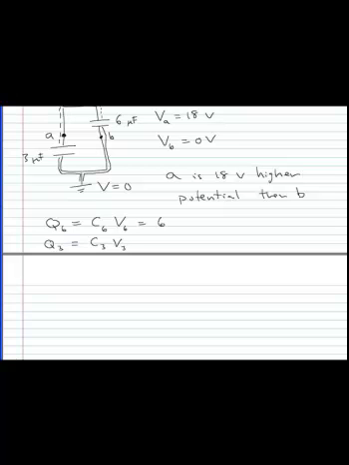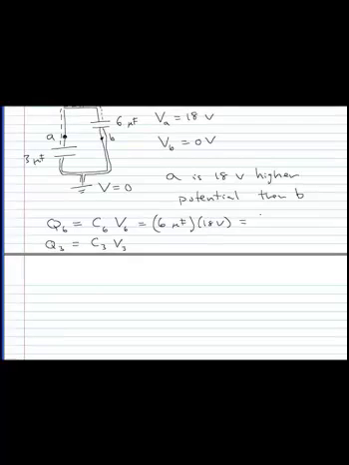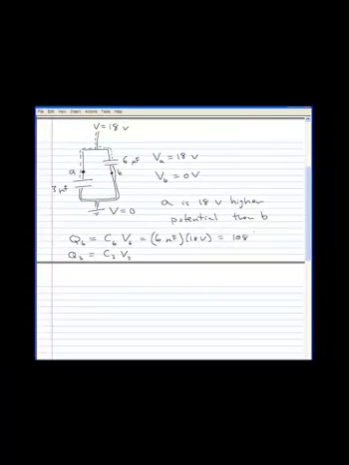So this is 6 microfarads times 18 volts, 108 microcoulombs. Three microfarads times 18 volts, 54 microcoulombs. It should be half as much because they both have the same voltage and the capacitance is half as much. That looks good. And I think we're done with part A.